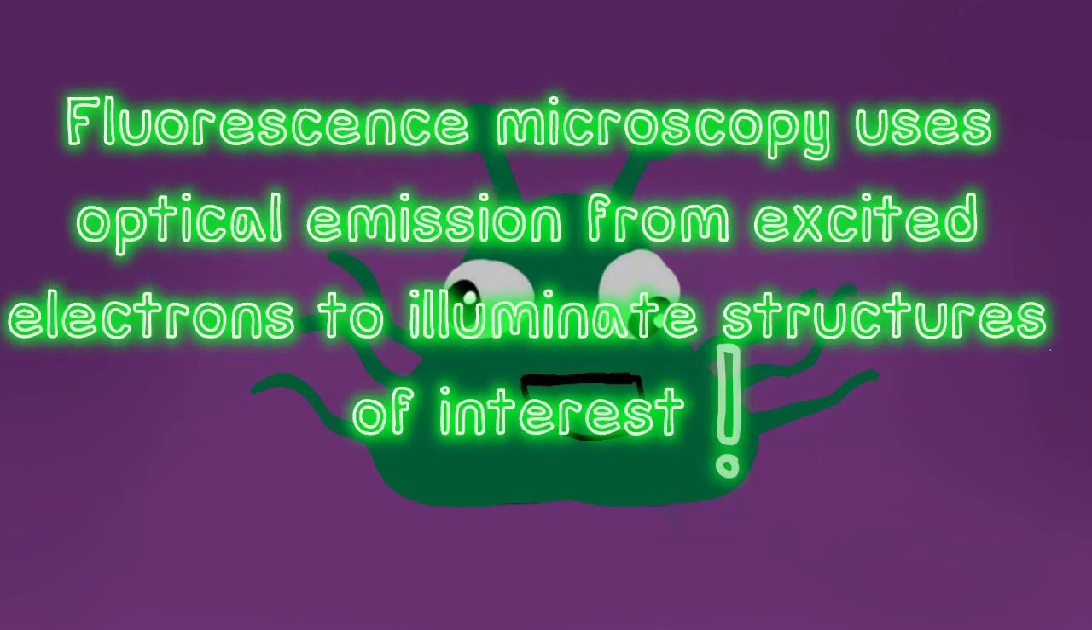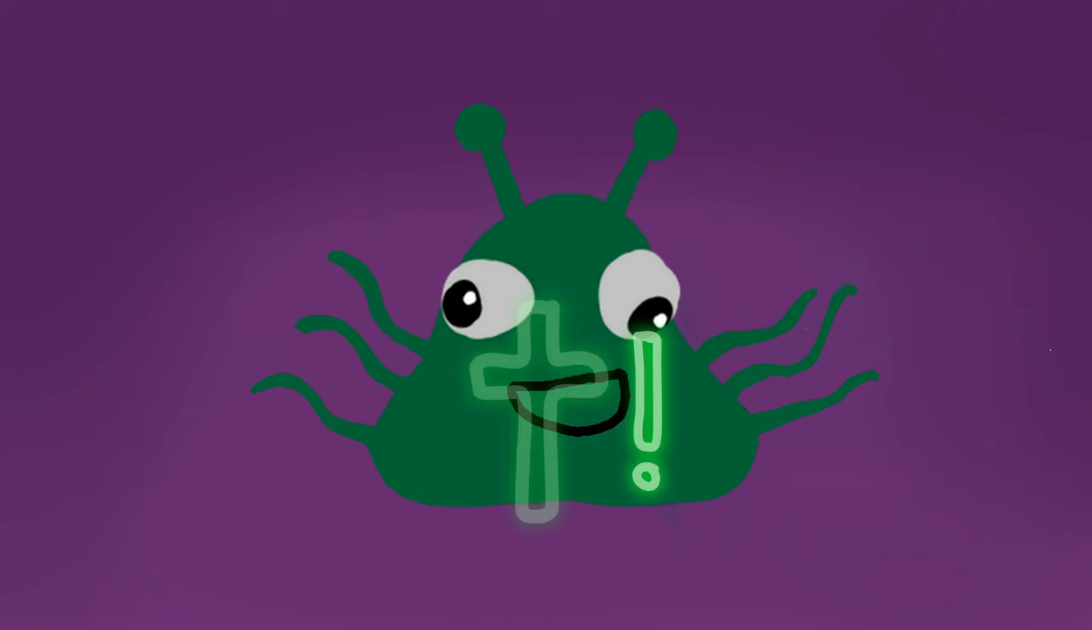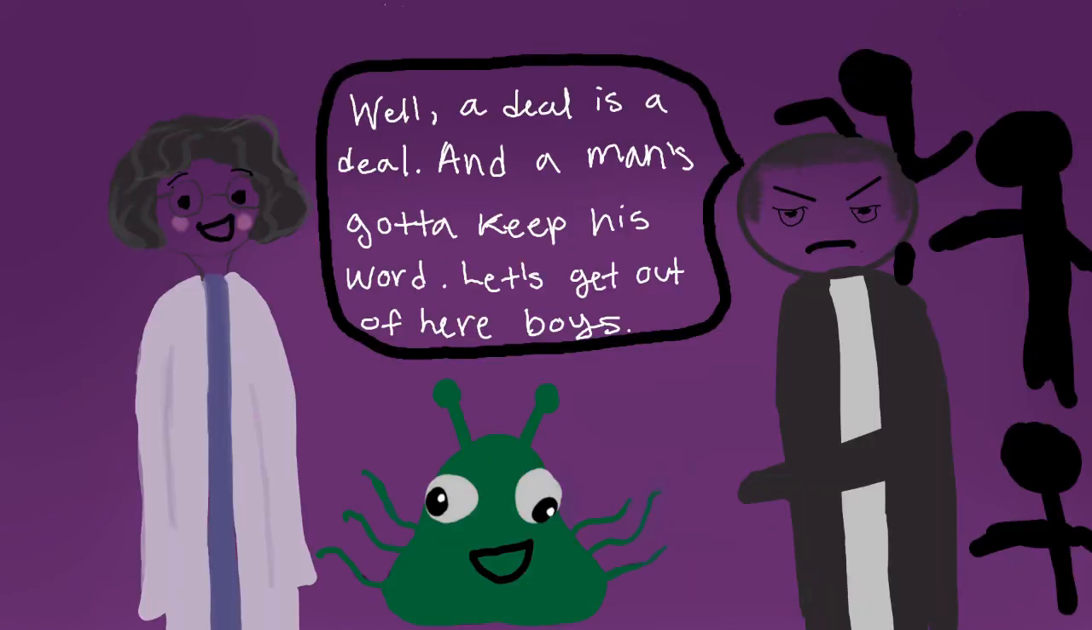Fluorescence microscopy uses optical emission from excited electrons to illuminate structures of interest. Well, a deal is a deal, and a man's gotta keep his word. Let's get out of here, boys.